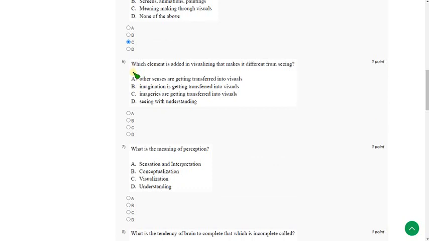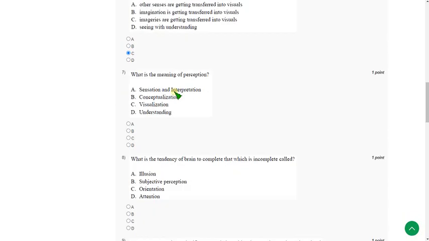Sixth one. Which element is added in visualizing that, making it different from seeing? For the sixth one, the probable answer could be option C. Imageries are getting transferred into visuals. That means if we see an image, not only just seeing, that image will be transformed into a visual such that we imagine the visual by just seeing the image. So the probable answer could be option C. If anyone knows the exact answer, can you please confirm whether C is the answer or not? But most probably C is the answer. And the remaining questions are correct. For the sixth question, C is the most probable answer.